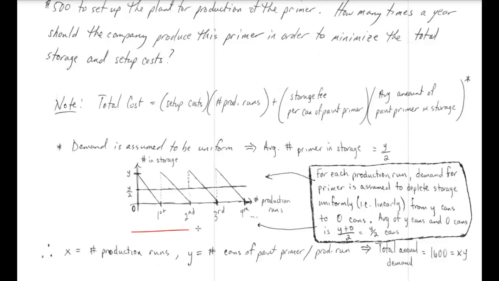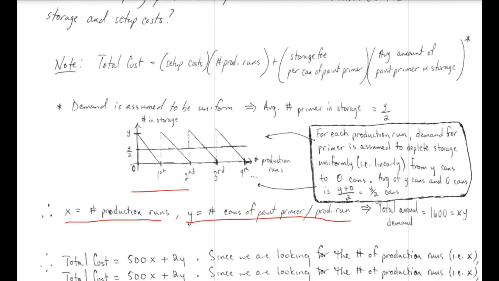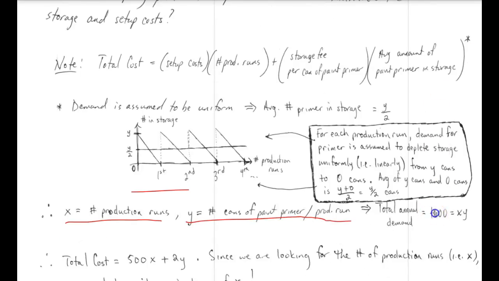Below, you also see that we define X as the number of production runs and Y as the number of cans of automobile primer per production run. Okay, and we know that the total demand here is going to be 16,000. I believe that's what that said. 16,000. So yeah, this should be 16,000, not 1,600.